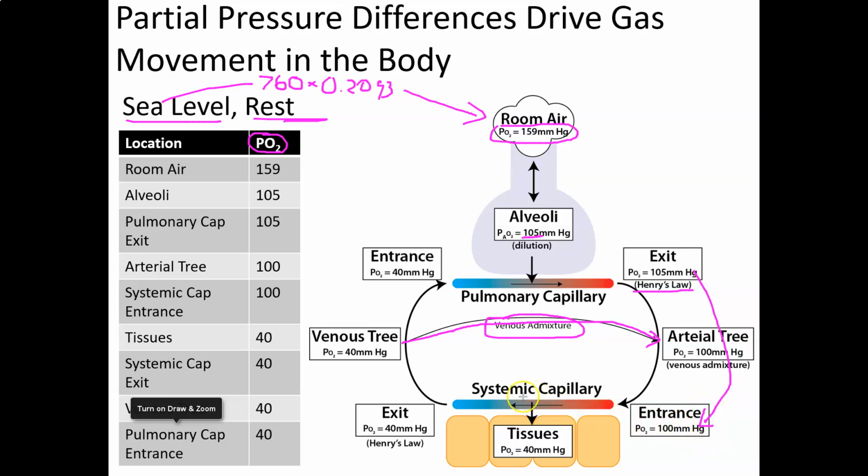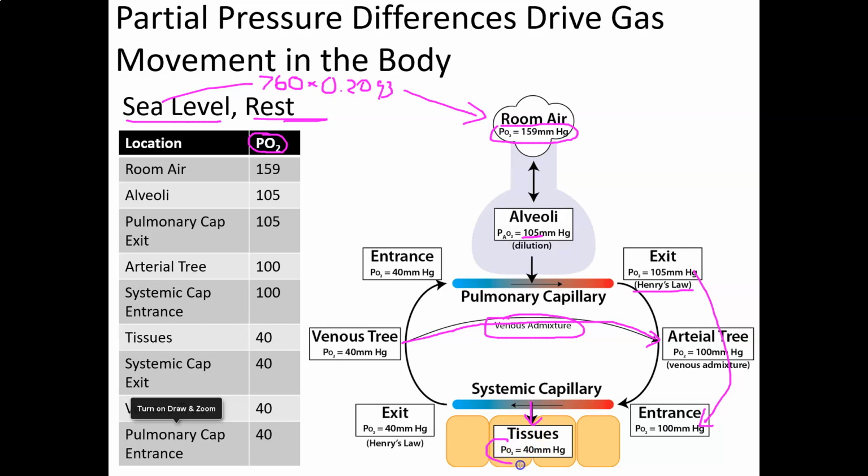So at the entrance of a systemic capillary, the partial pressure of oxygen is about 100. Now, if we look at our tissues, they are using oxygen, right? And so it's going to be lower. So if we come in at 100, the arrow goes down. That's because we're driving gas into the tissues down the partial pressure gradient.